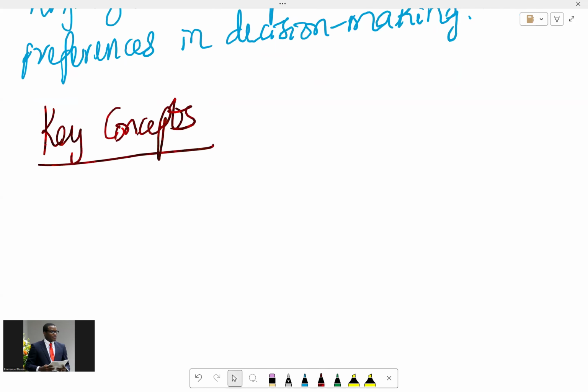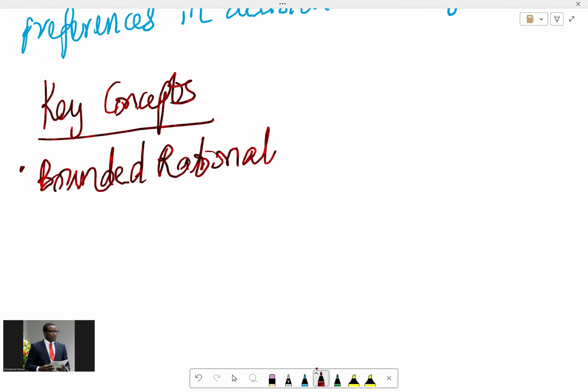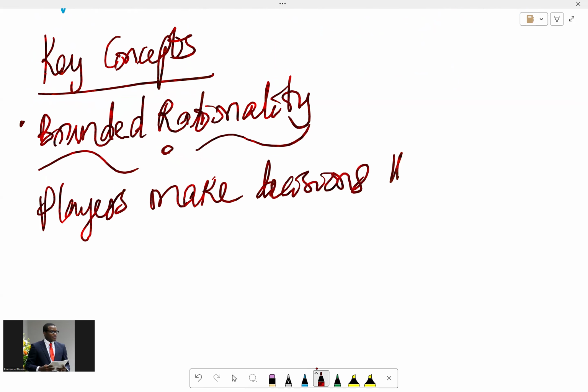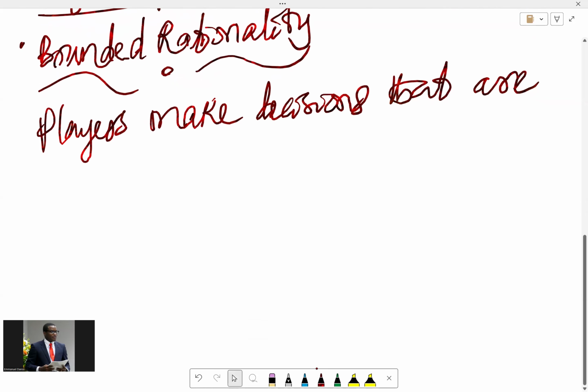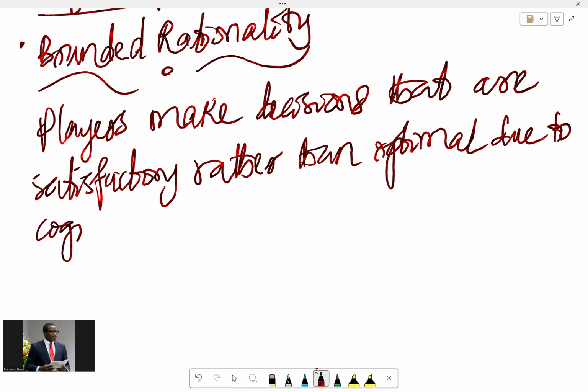So let's focus a bit more on the concepts. The key concepts here have been listed already. Bounded rationality. Players make decisions that are satisfactory, just satisfactory rather than optimal, right? They just make okay decisions that are not necessarily the best. Players make decisions that are satisfactory rather than optimal, due to cognitive limitations.